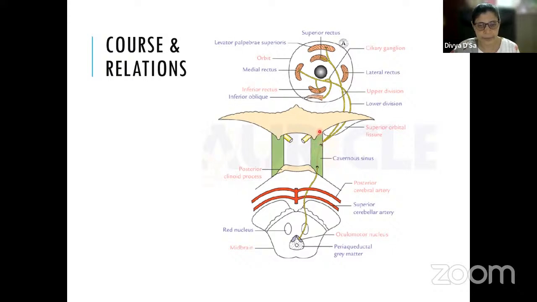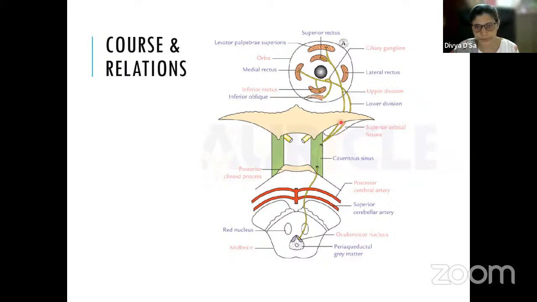In the anterior part of the cavernous sinus, it divides into 2 branches, the upper division and the lower division. Both of these enter the intermediate part of the superior orbital fissure, that is the middle part of the superior orbital fissure, which is within the common tendinous ring of Zinn.